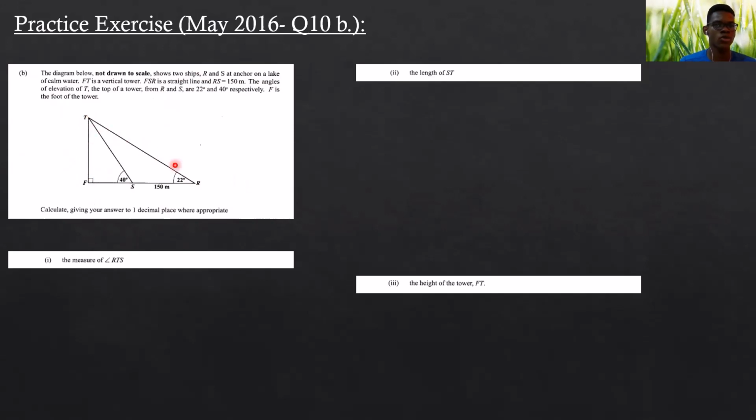So you have a huge right angle triangle here, and we also have a non-right angle triangle and a right angle triangle here. Now the first question asks, measure the angle. Remember this symbol is an angle. So the measure of angle RTS, and that's the angle here. Let me actually write this in. There's RTS. Sorry.